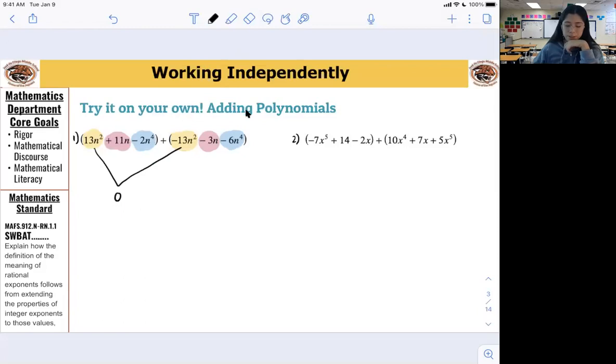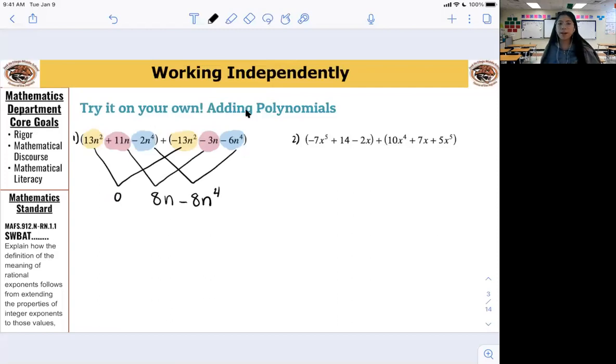But what about everything else? What do I get here? 11 and then negative 3. Good. 8n, so that's 11 minus 3 gives me 8. And then what about here? Negative 2 and negative 6. What does that make? Negative 8n to the power of 4.